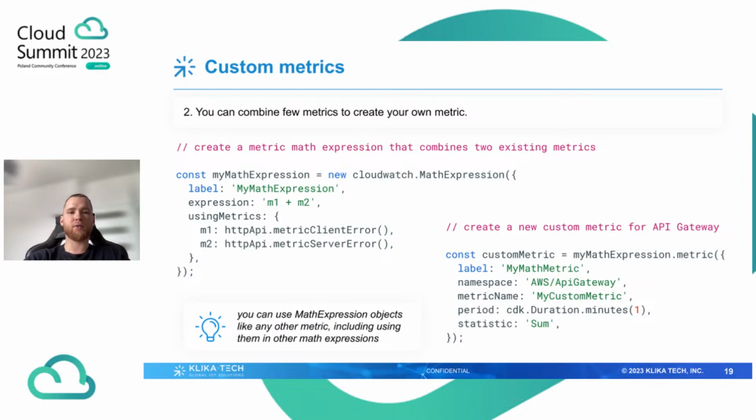Math expression objects can be used like any other metric, including using them in other math expressions. This is a fairly common case when we create an alarm based on multiple metrics. Moreover, it can be not only the sum of several metrics, as in our example, but also the ratio of one metric to another. For example, the ratio of the number of requests received by API Gateway to the total number of errors, or it could be any other math operations.